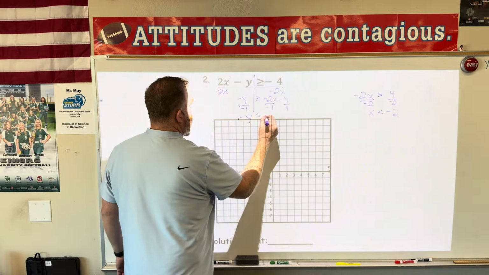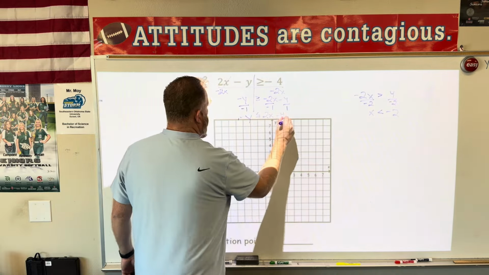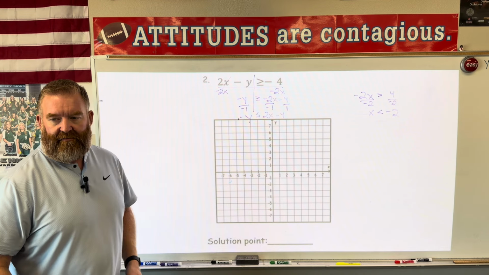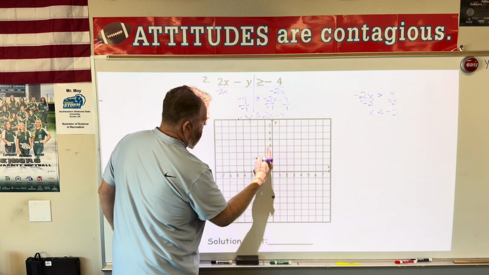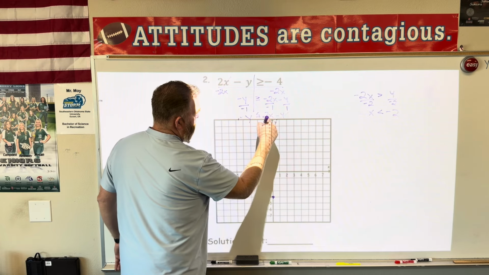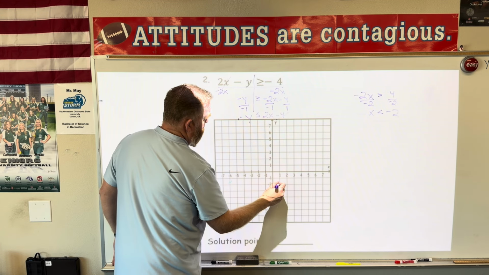So this is now y less than or equal to 2x minus 4. There's my equation, and I can graph it. This one would be negative 4. I'm going to do it very, very quick. That takes care of that. Up 2 over 1 takes care of that.